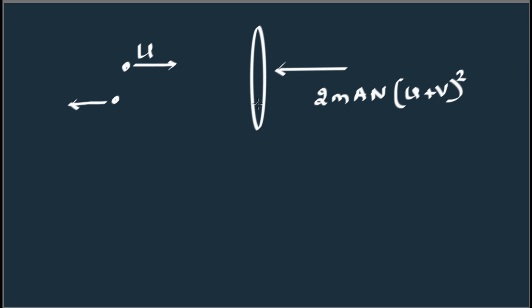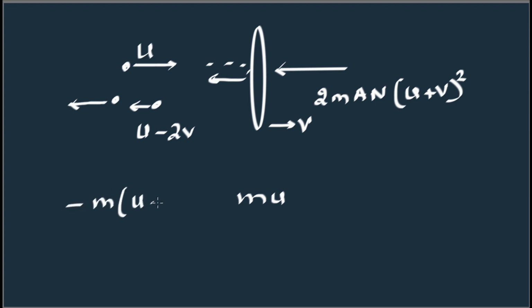And how much momentum do they deliver to the disk? You can easily convince yourself that when they bounce back, they are going to bounce back with the speed of u minus 2v. Remember, v is the speed with which the disk is moving to the right. So these molecules are going to move away with that momentum. So you see, a molecule moving to the right with an initial momentum mu collides with the disk and bounces back with a momentum of minus mu minus 2v.